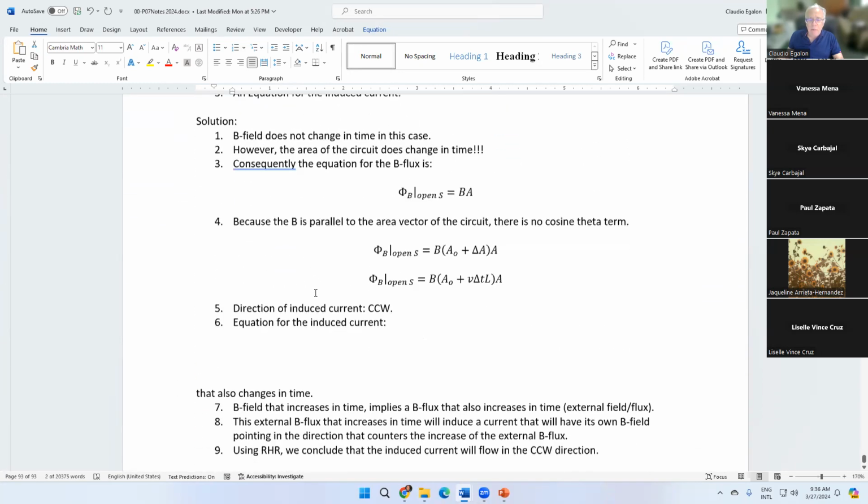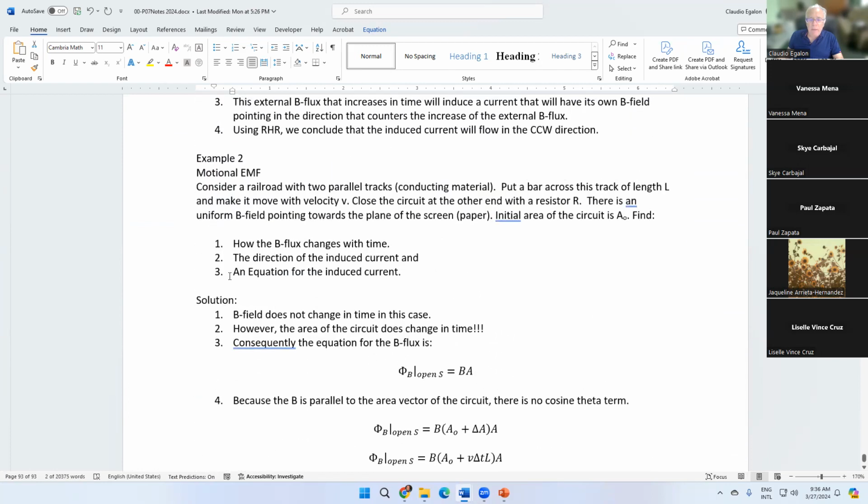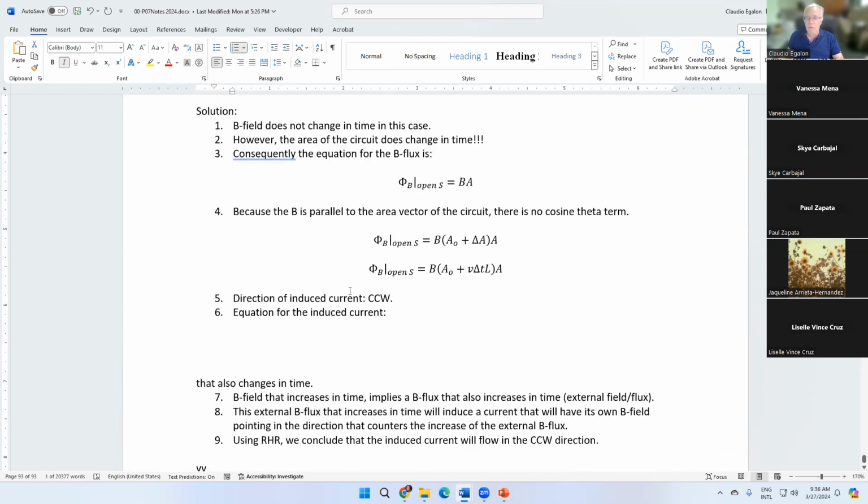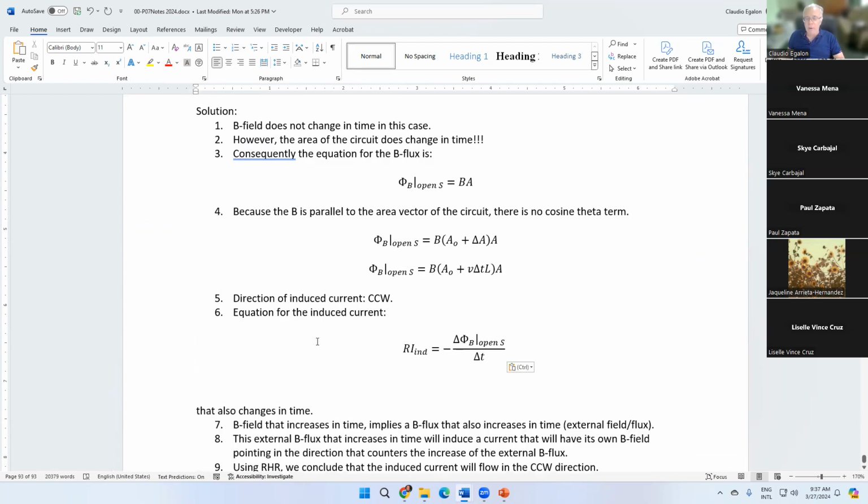Even better, the magnitude of the equation. I'm going to make it simpler. Equation for the magnitude of the induced current. Magnitude, okay? That's the change that I made here. So it makes it easier for us to solve this problem. That's going to be the equation, right?